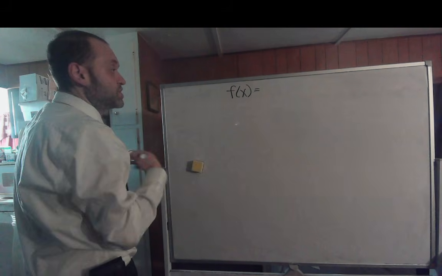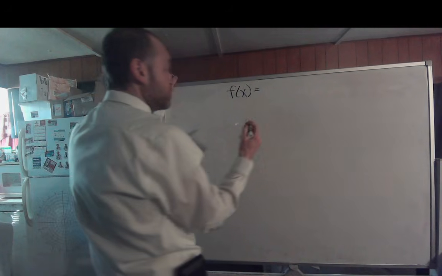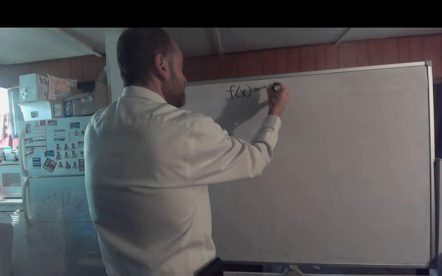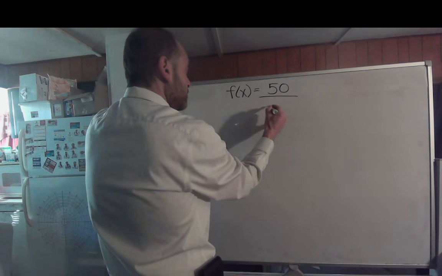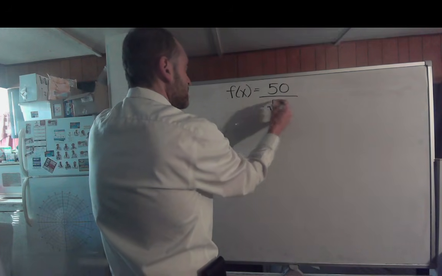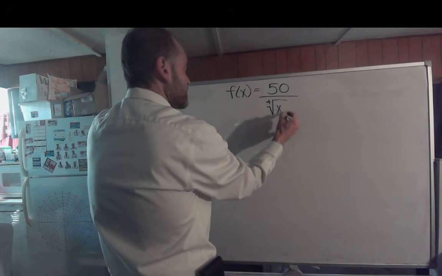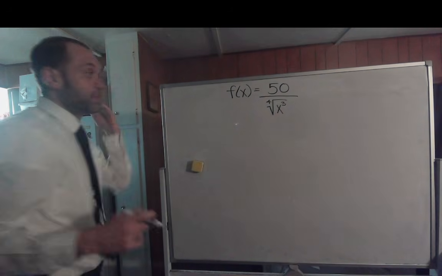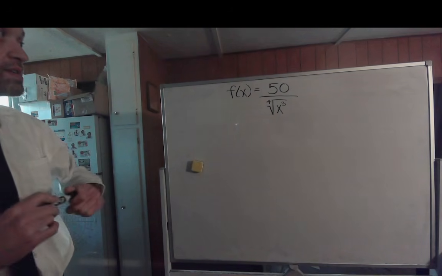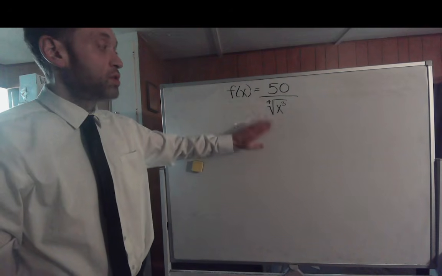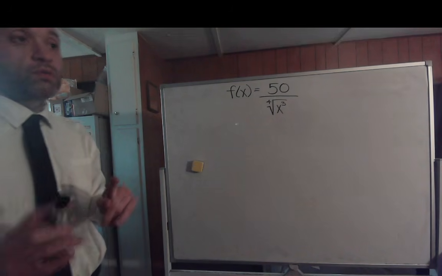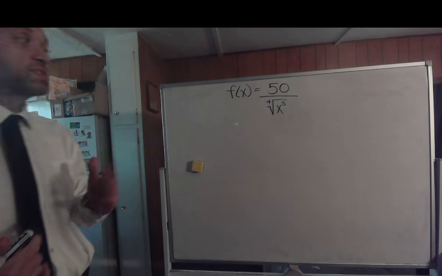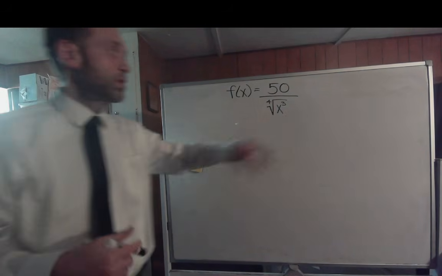Let's say I do f of x equals 50 all over the 4th root of x to the 3rd. That one looks like a doozy, doesn't it? f of x equals 50 all over the fourth root of x to the third. Well, what might help us first is to write this as a power.